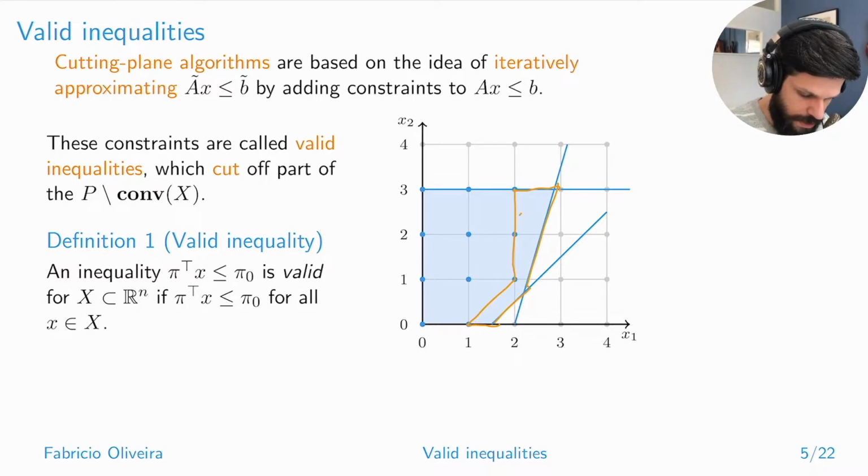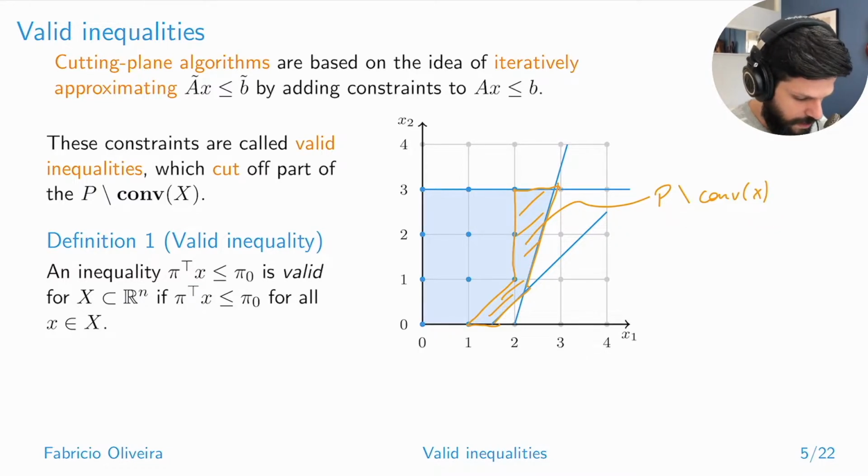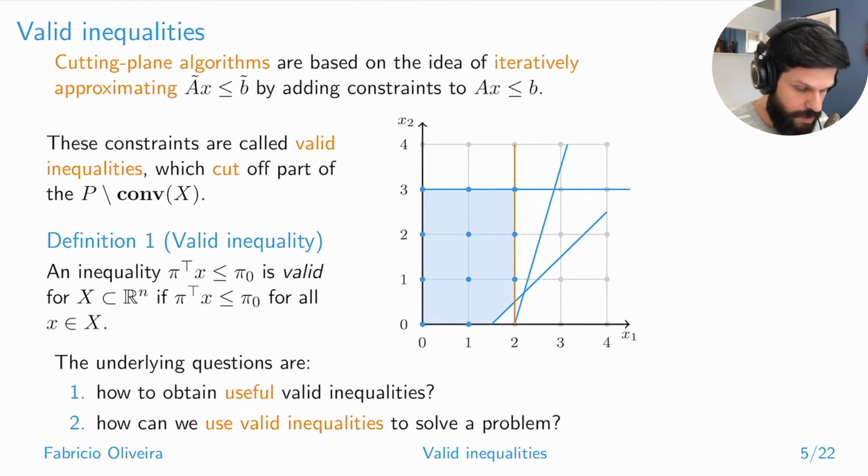All right, so let me put it here, this is the set P minus the convex hull of X. And the way we show it is that we say the inequality, where we're going to be using pi and pi 0 as coefficients for it, is valid if it does not cut off any of the original feasible points of the set X. So you can generate inequalities, but for them to be considered valid, they have to be such that this is observed.